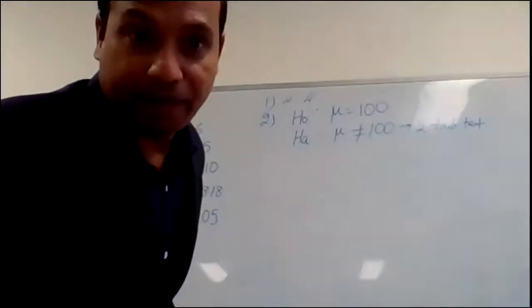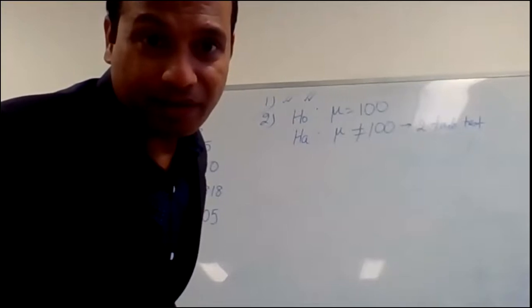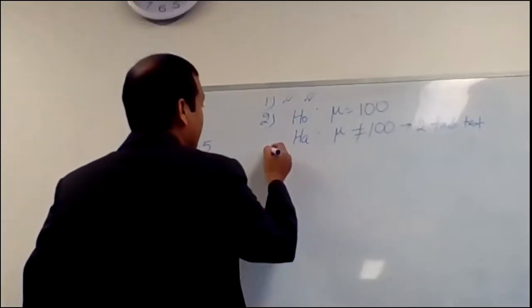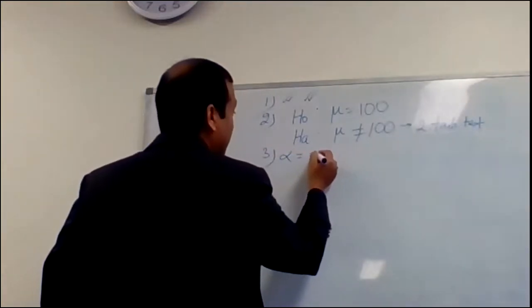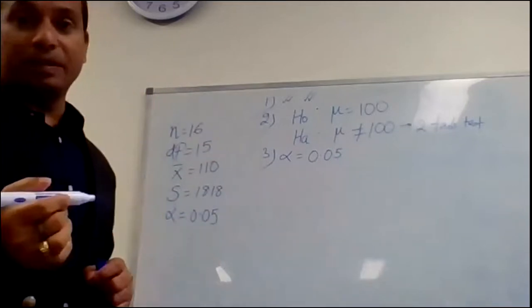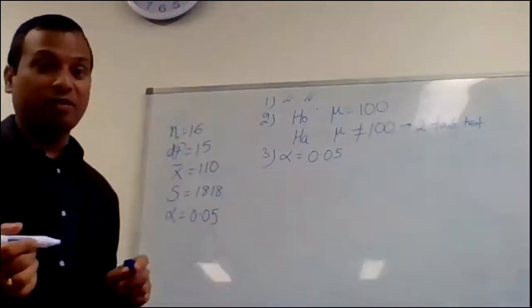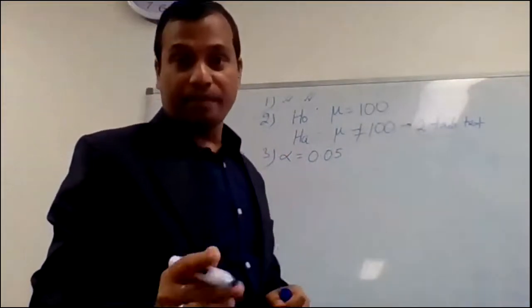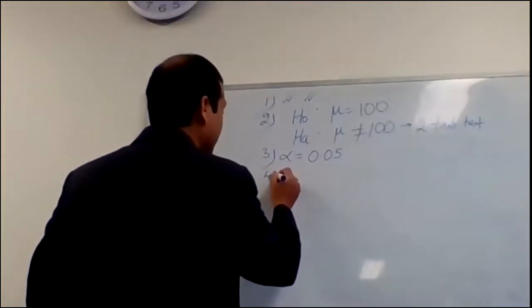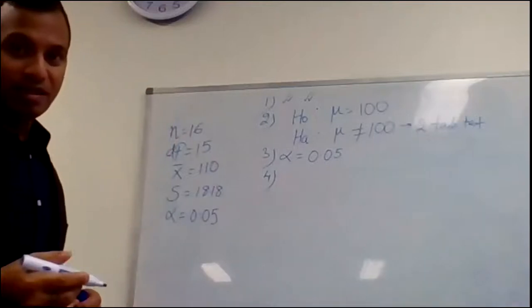What is step number 3? Significance level. State the alpha value. The alpha value is already given, 0.05. So we have to test this claim at a 95% confidence level. Step 4 is important here. That's why it carries more marks.